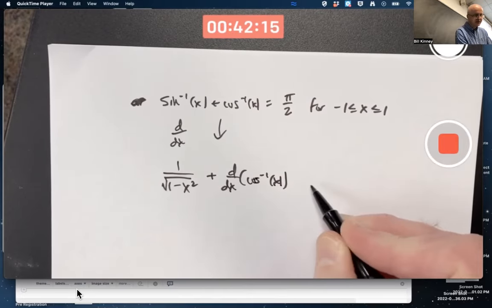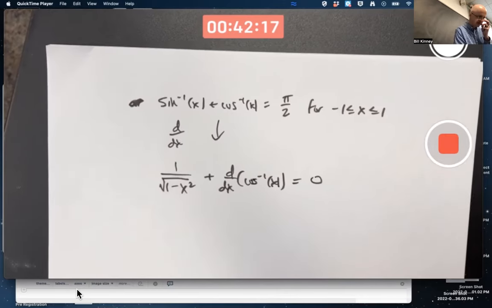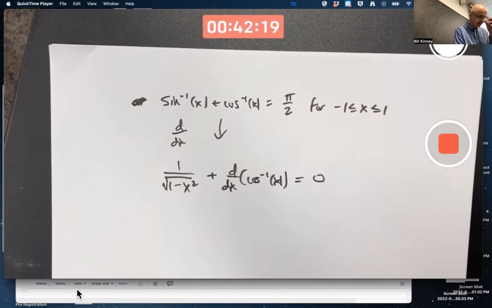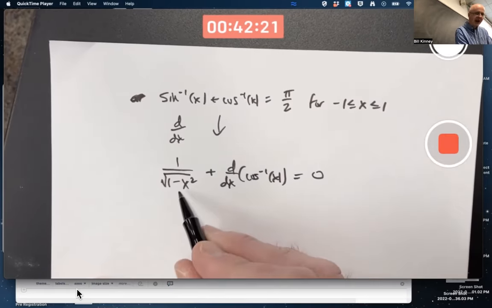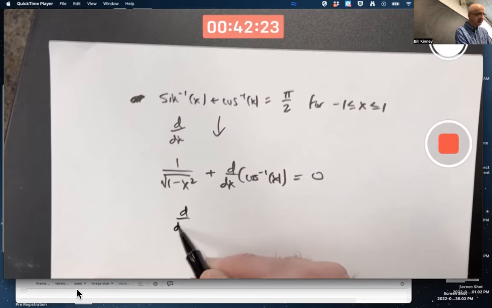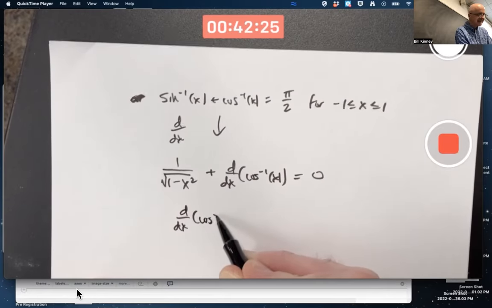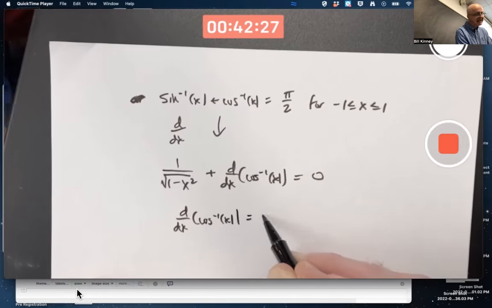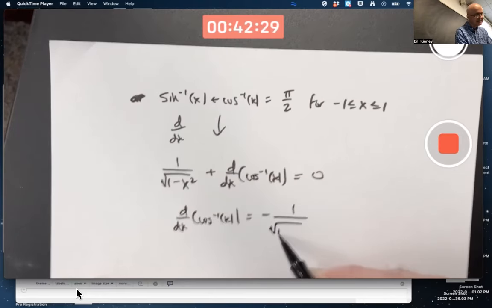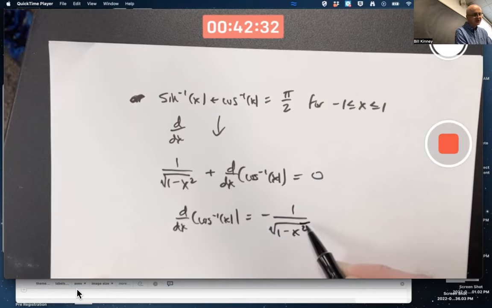The derivative of pi over 2 is 0. Solve this equation for the derivative of inverse cosine. Subtract this from both sides. The derivative of inverse cosine of x is negative 1 over square root of 1 minus x squared. And that is true.